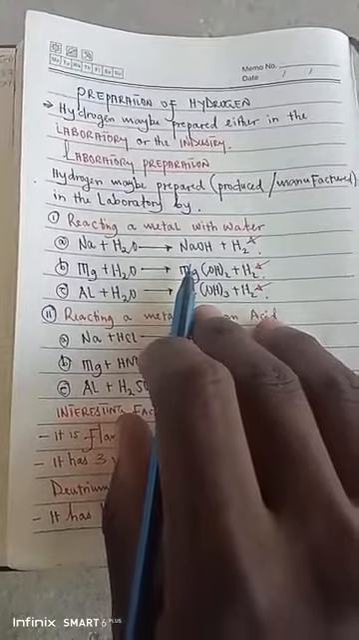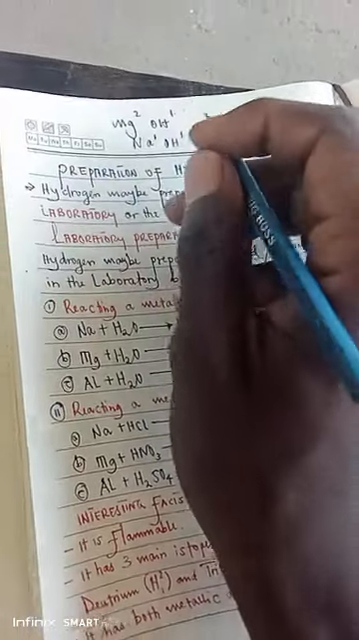It also happened with the sodium. Sodium had a valency of 1. The hydroxide also had a valency of 1.